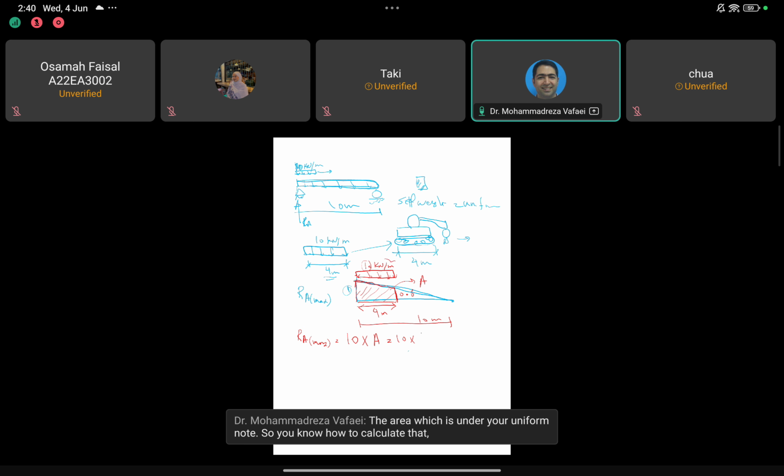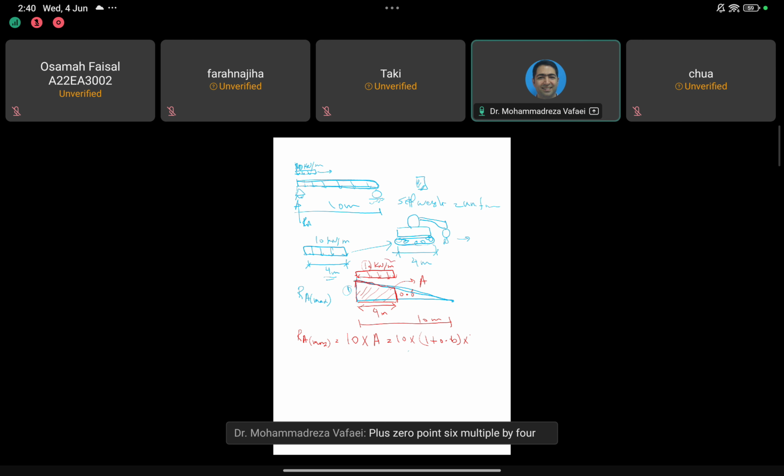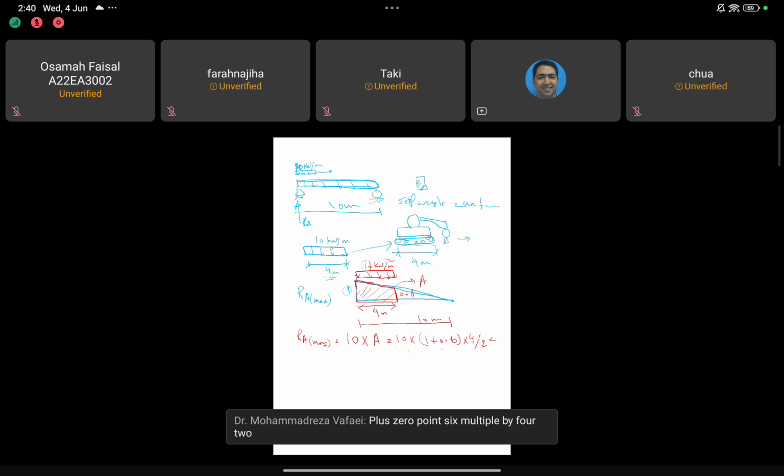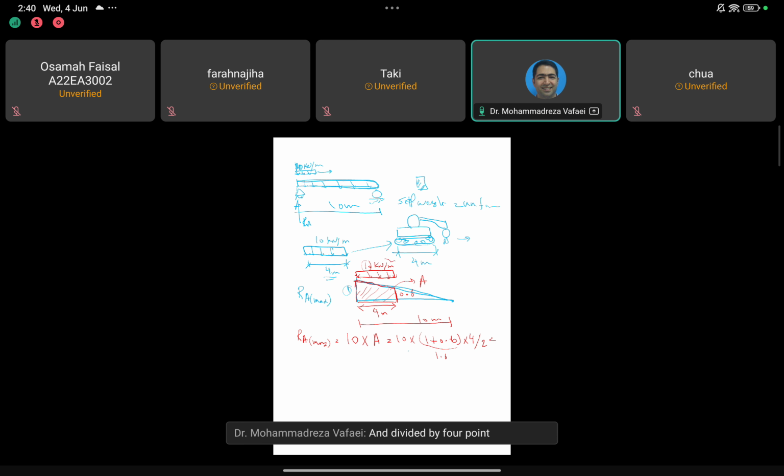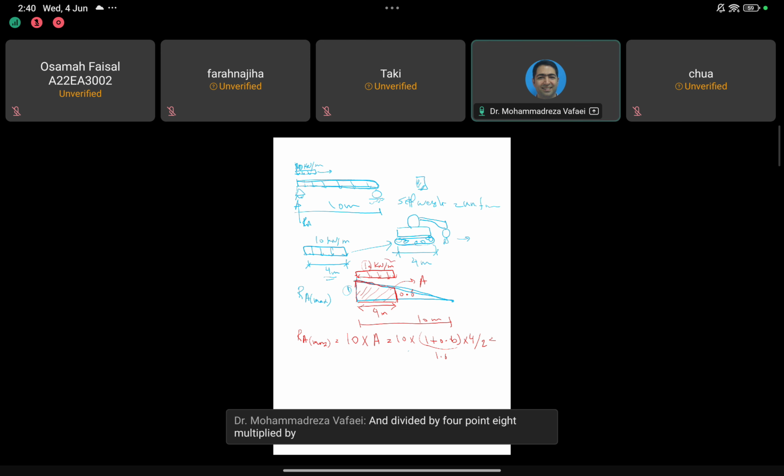It is a trapezoidal shape, so it is 1 plus 0.6 multiplied by 4 divided by 2. So this one becomes 1.6 divided by 2 becomes 0.8 multiplied by 4, 3.2. So it's around 32 almost, if I'm not mistaken. So this is going to be the maximum support reaction due to the uniform load of 10 kilonewton per meter.